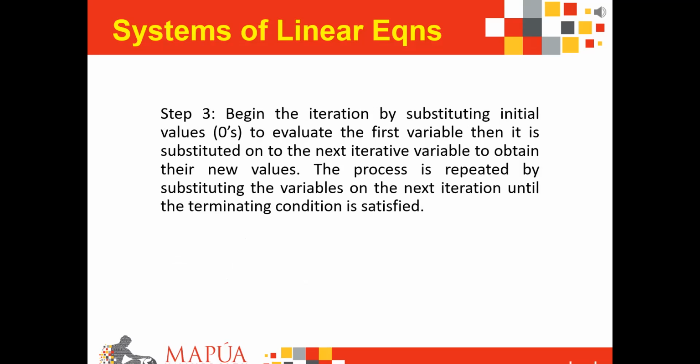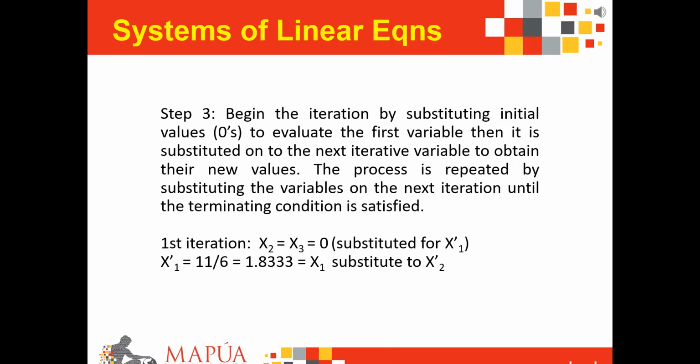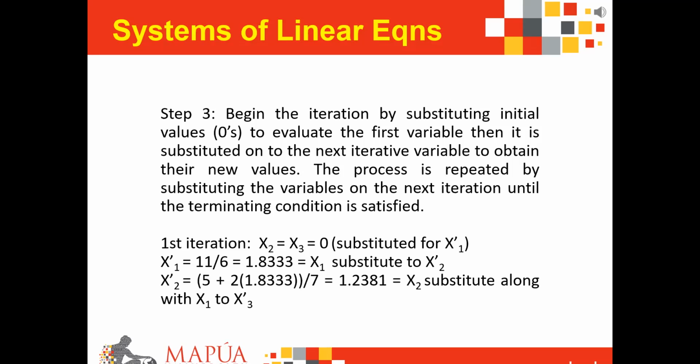We then begin the iterative process by substituting values of zeros in order to evaluate for the first variable, which is in this case x1. Thus, on our first iteration, I only substitute x2, which is equal to 0, as well as x3 equal to 0 on your variable x1, thus giving us an iterative solution like this with a value of x1 to be 1.8333. We then substitute and introduce this value of x1 to your iterative variable x2, thus giving us an iterative variable x2 solution to be like this.